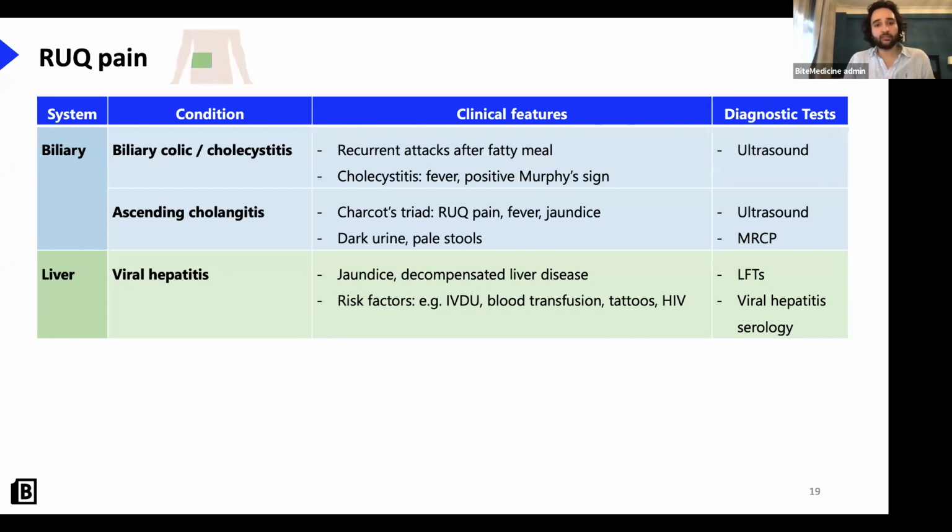And it's important that you assess for those risk factors for viral hepatitis. So intravenous drug use, you know, characteristically things like tattoos, HIV, blood transfusion. These are the types of things you may consider asking about if you think it is appropriate.